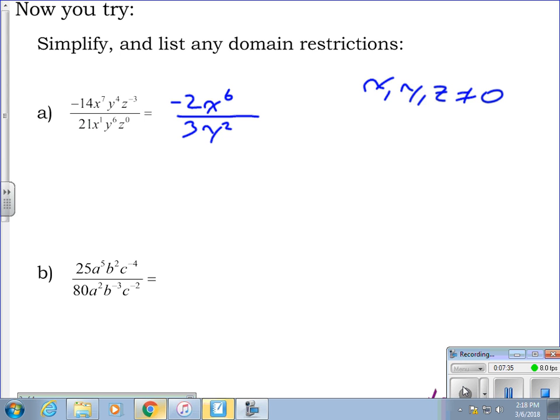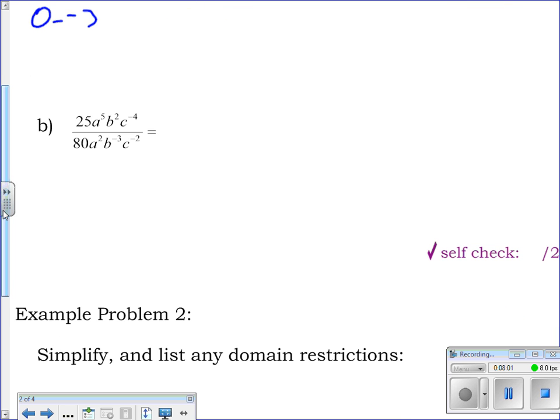And the last one, the z is interesting. What's bigger, 0 or negative 3? 0. What's 0 minus negative 3? 3. Where does it go? In the denominator. Excelente. Z cubed. Okay. Next one, same thing.